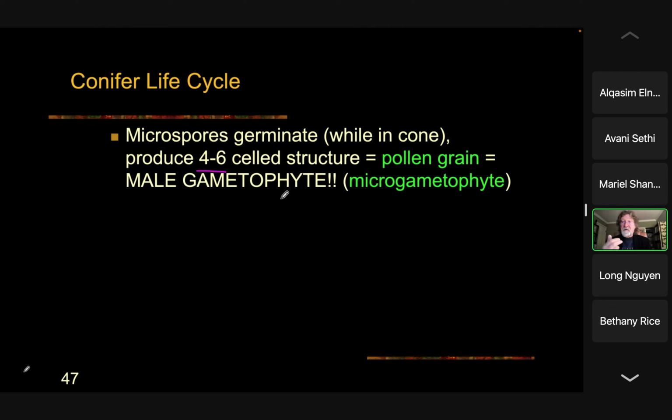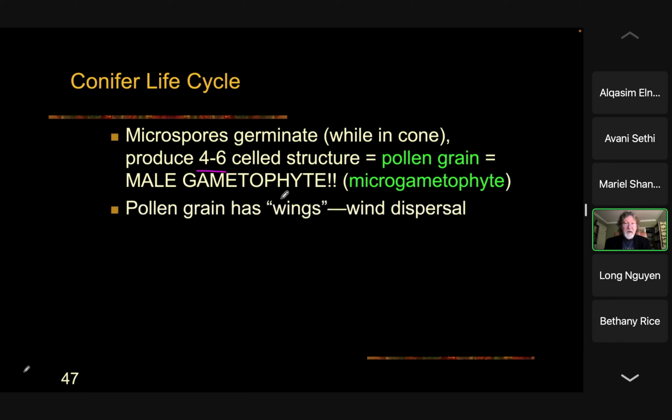It's real important for understanding this life cycle. This wasn't appreciated until way, way late, okay? So when it's mature, and it matures inside of the sporangium, it usually has sort of wings on it. I'll show a picture here in a minute.